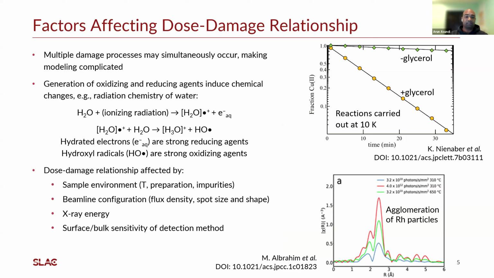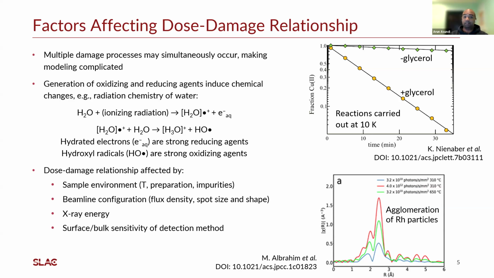More generally, the dose-damage relationship depends on many factors. The sample environment plays an important role. This at the top right is an example showing the effect of glycerol in the sample on the rate of photoreduction of copper-2 species. The beam configuration is also extremely important. For example, at the bottom right, this is a study showing that at high beam flux densities, the researchers saw agglomeration of rhodium nanoparticles, whereas this behavior was not observed at lower flux.